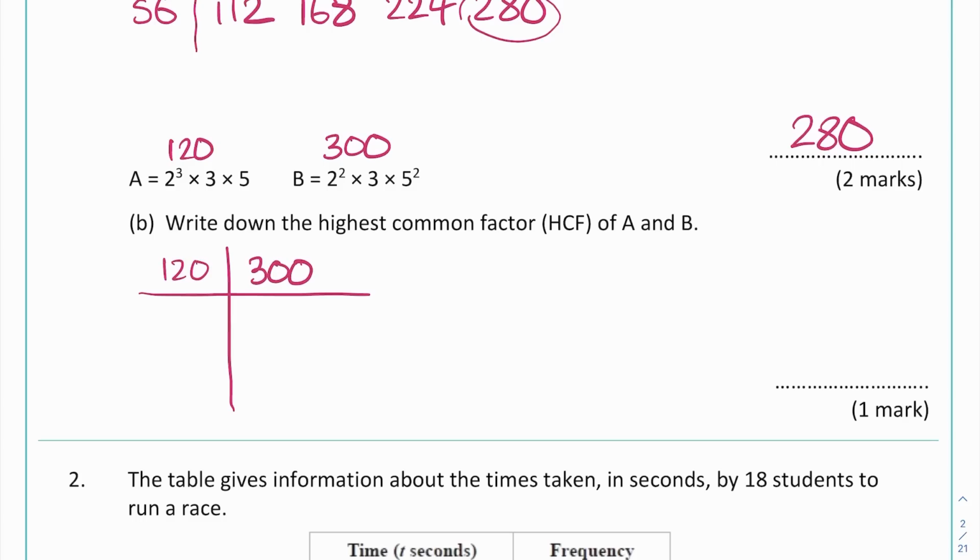So I'll find the smaller number, so 1 and 120, 2 and 60, and if you get to this point where you spot that there's a factor that goes into both, you can stop right there, so the highest common factor is 60. When it's written as a product of prime factors though, you can match up what's in both.